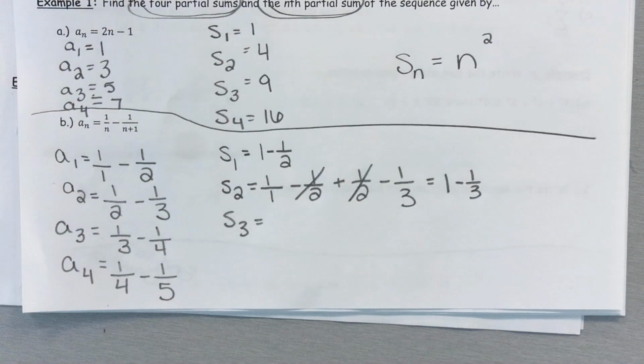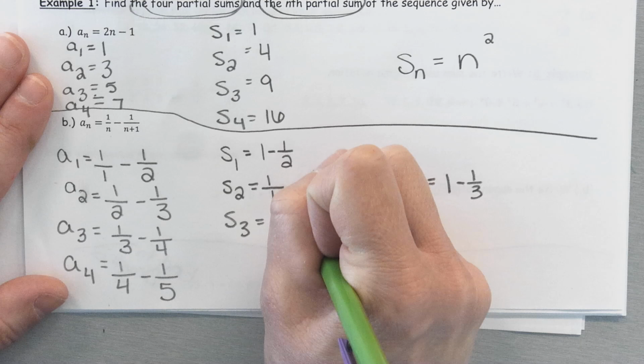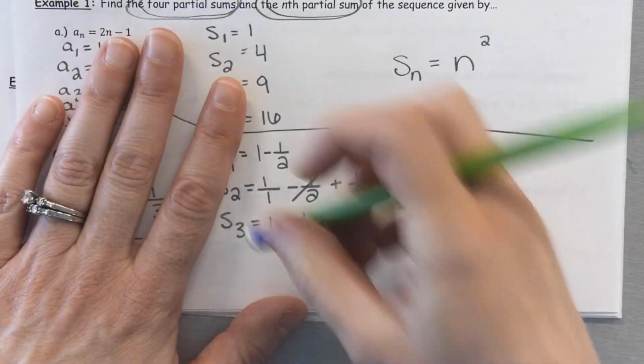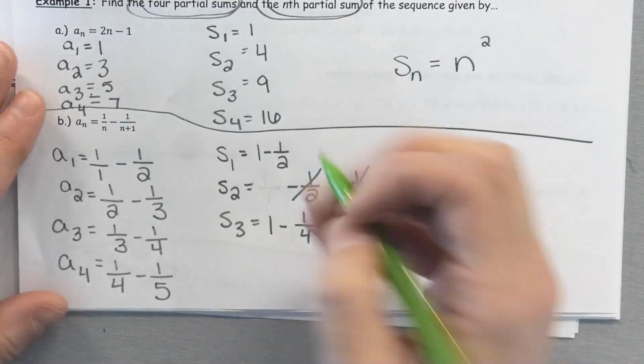S3. I'm going to add them all together. So I get a negative and a positive, a negative and a positive. So the middle stuff is canceling out. What's going to be left for S3? The 1 and what else? Minus 1/4. And actually, I'm going to rewrite this as just a 1 to make it look identical.